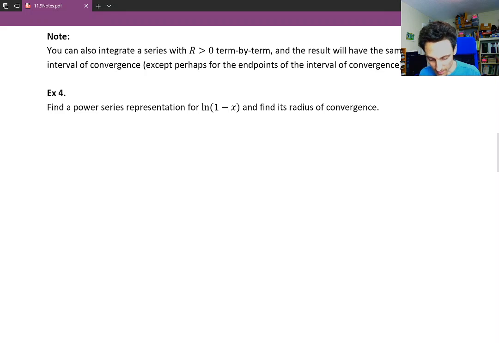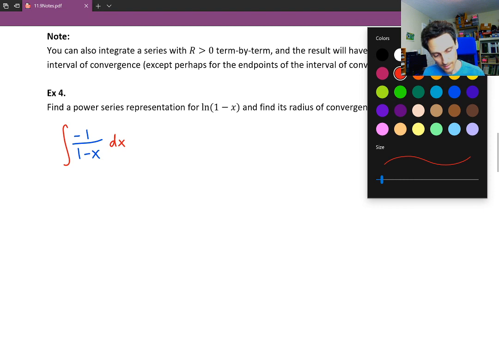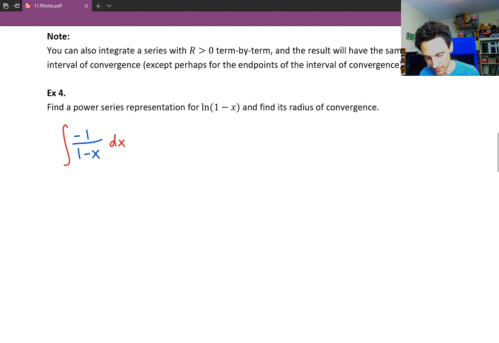And that one turns out to be negative 1 over 1 minus x. If you integrate negative 1 over 1 minus x, you're going to get ln of 1 minus x. And then you could just work it backwards. You could say, okay, well, if I took the derivative of ln 1 minus x, you'd get negative 1 over 1 minus x. So integrating negative 1 over 1 minus x gives you ln 1 minus x.